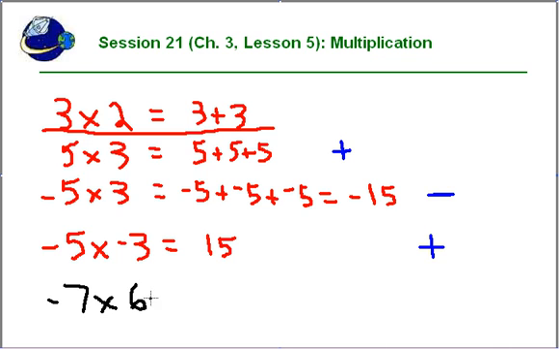Now, is my answer going to be a positive 42 or a negative 42? That's where I now come back and take a look at my signs. I have a negative 7 here and a positive 6 here. A negative times a positive is going to be negative. So my answer is negative 42.